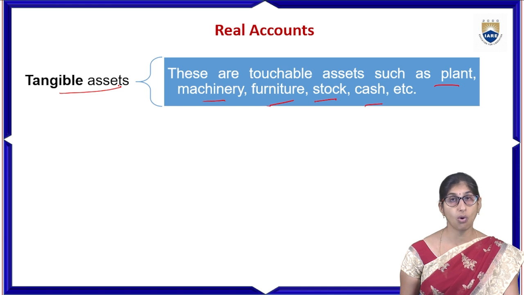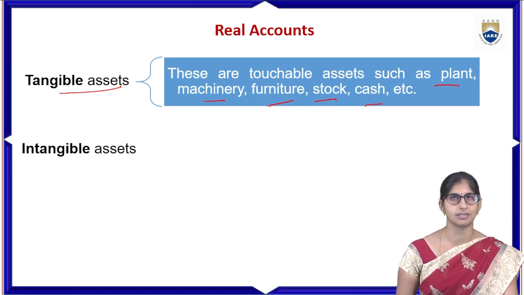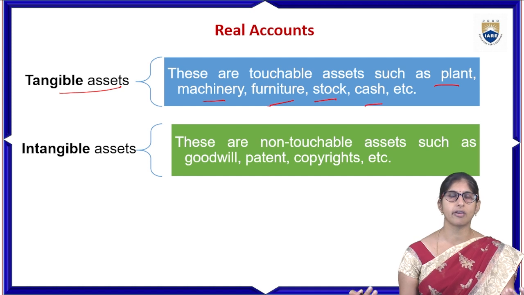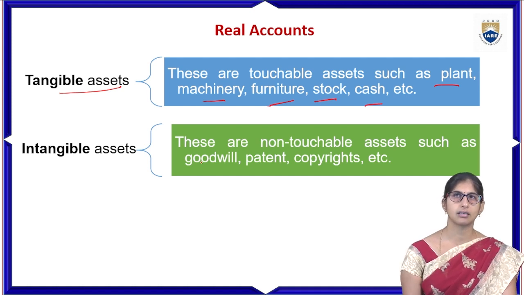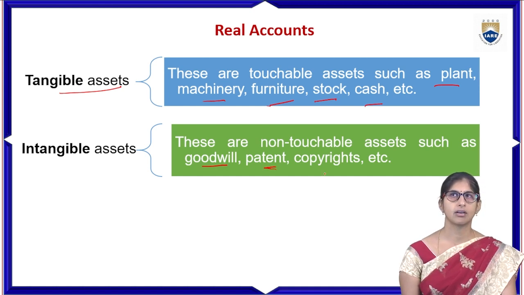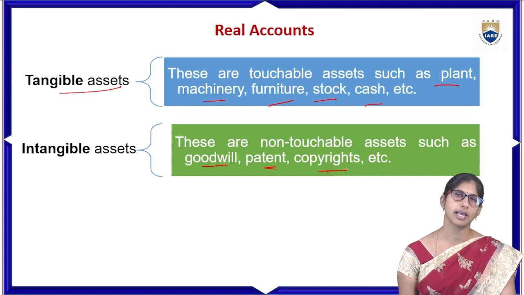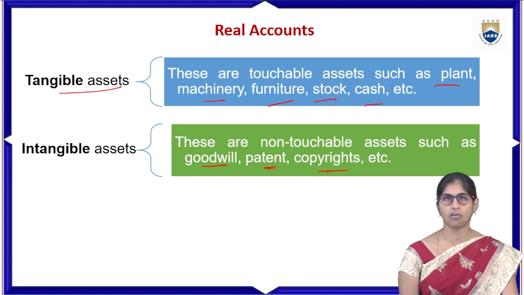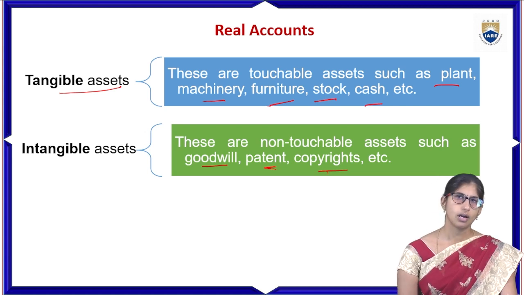And we also have intangible assets. What are intangible assets? Intangible assets are those we cannot touch or feel, like goodwill, patents, copyrights, trademarks, etc. So what is goodwill? What is a patent and copyright? We cannot see them.